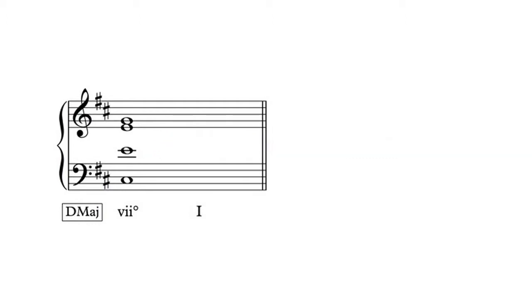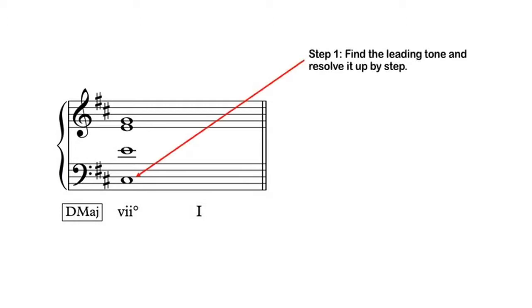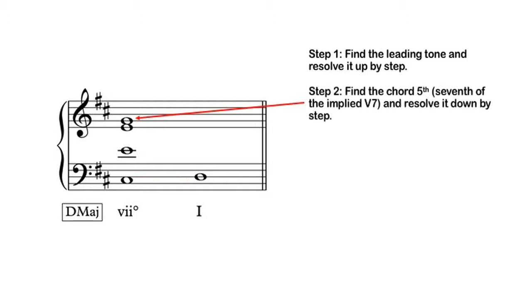So once you get the thing voiced, and here I have one that's voiced, what you need to do first is find the tendency tones and resolve them. I always start with the root of the chord, which is scale degree 7, or the leading tone. And that leading tone will want to resolve up by step to scale degree 1. Next, I take a look at the chord 5th, which is scale degree 4.